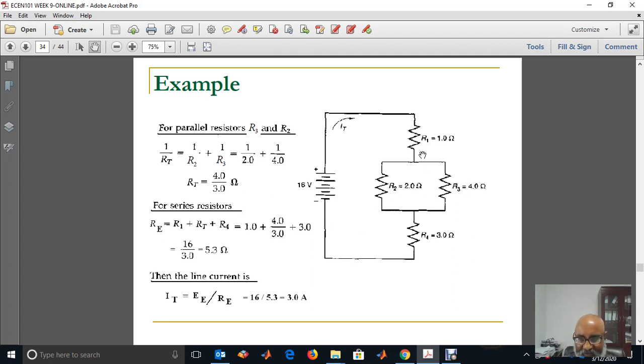Now the total resistance of the circuit is R1 plus the parallel combination of R2 and R3 plus R4, which is equal to 1 plus 4 over 3 plus 3, 16 over 3, which is 5.33. The total current is the total voltage divided by the total resistance. The total voltage is 16, divided by 5.33, which is equal to 3 ampere.